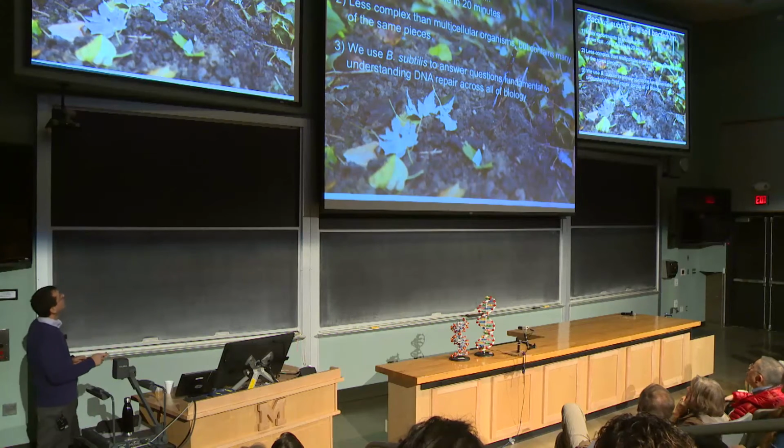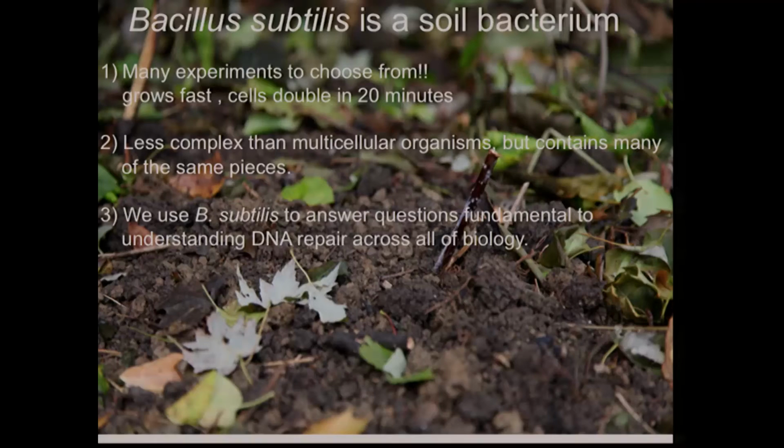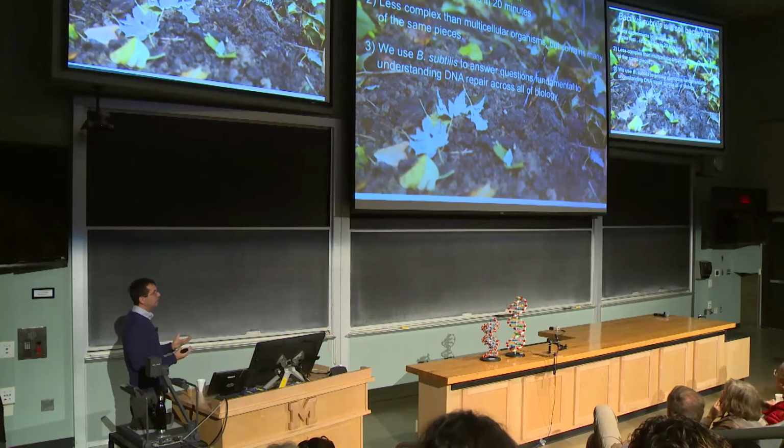And so we have many different experiments that we can choose from. We can ask a biological question, and we have lots of experimental angles to attack that question. It also grows very quickly, and so it will double in about 20 minutes, which allows us to do experiments very rapidly. It's less complex than multicellular organisms, but it has a lot of the same pieces, or very similar pieces, to do the same kind of job. And so we can learn a lot about biology by studying a simplified system.